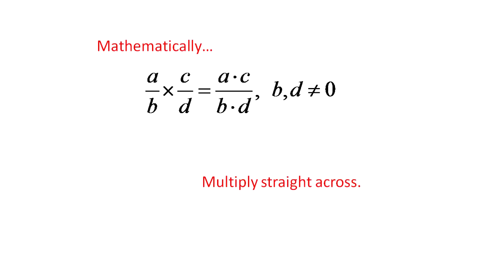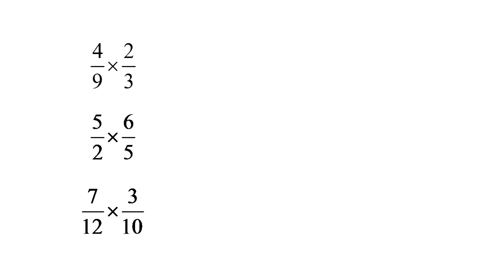So B times D down at the bottom gives me the total number of pieces. A times C gives me how many are now going to be highlighted. Now remember, you can't have 0 denominators here, so I always put that there. So this is telling me multiply straight across, and you're basically going to do what we just did with pictures mathematically. So let's look at a few of these.